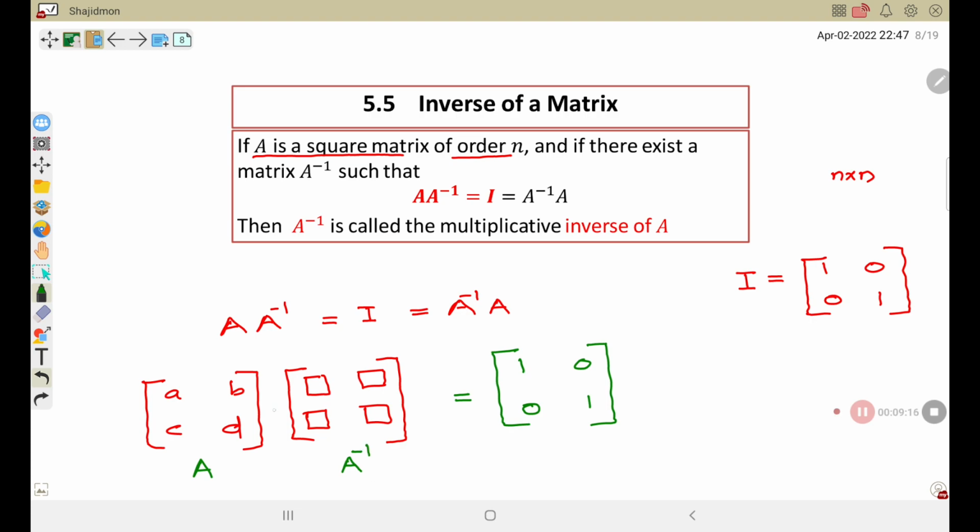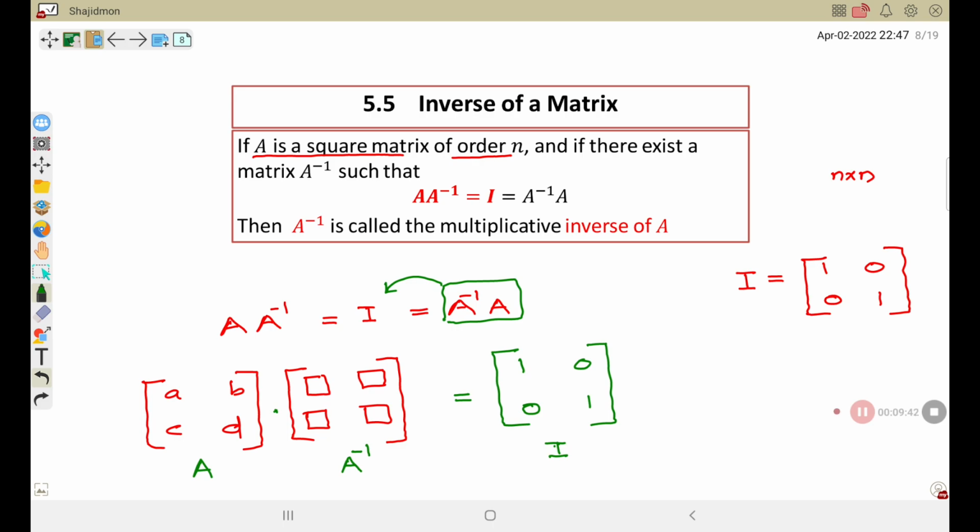Okay, what is the condition? A multiply A inverse equals the identity matrix. The same in reverse also: A inverse multiply A is also the same identity matrix. Then the second matrix we call the inverse of the first matrix. So this is the basic definition of the inverse of a matrix. Now we will see how to find the 2 by 2 matrix inverse.